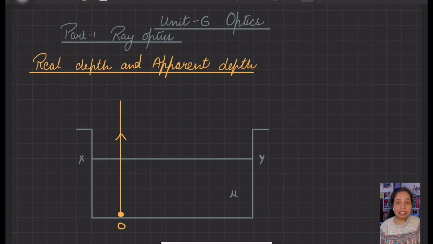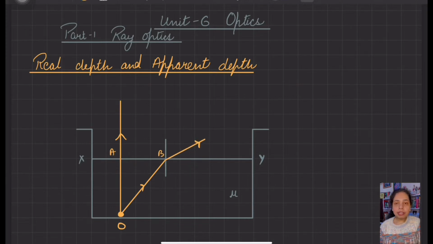We also need to consider one more light ray. Let's say another light ray is hitting the XY surface at point B at a certain angle, and we will mark a normal at point B. So this is the normal at point B, and this is the incident ray. Now the light is traveling from denser to rarer medium, therefore it will bend away from the normal like this, and let us form the refracted ray bending away from the normal.